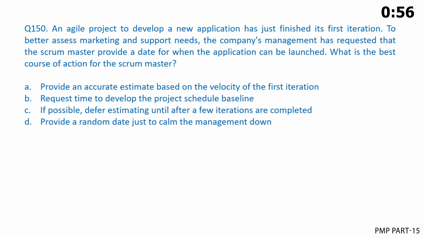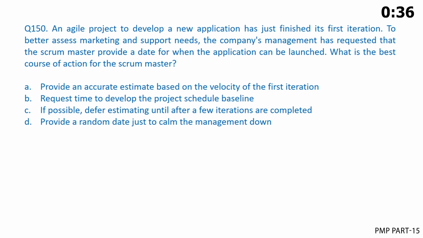An agile project to develop a new application has just finished its first iteration. To better assess marketing and support needs, the company's management has requested that the Scrum Master provide a date for when the application can be launched. What is the best course of action for the Scrum Master?